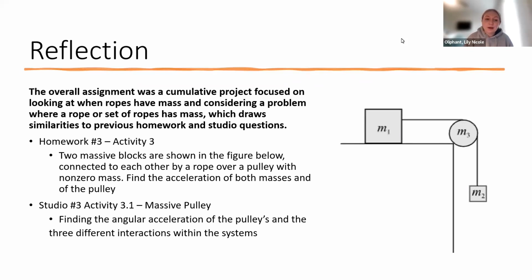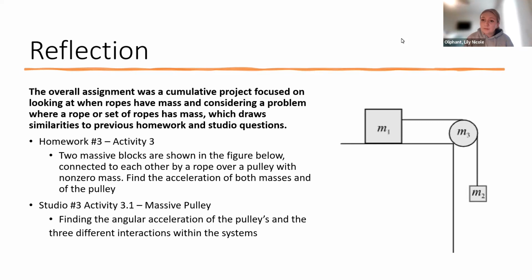There wasn't a whole bunch, but I did find one in the homework activity and one in a studio where we were looking at blocks that were connected by a rope and usually involved a pulley. Both the homework and the studio looked at a very similar problem to what the diagram shows to the right. So overall, the assignment was a cumulative project focused on when ropes have mass and considering a problem where a rope or set of ropes have mass, which does draw some similarities to the homework and studio questions, but also draws some differences.